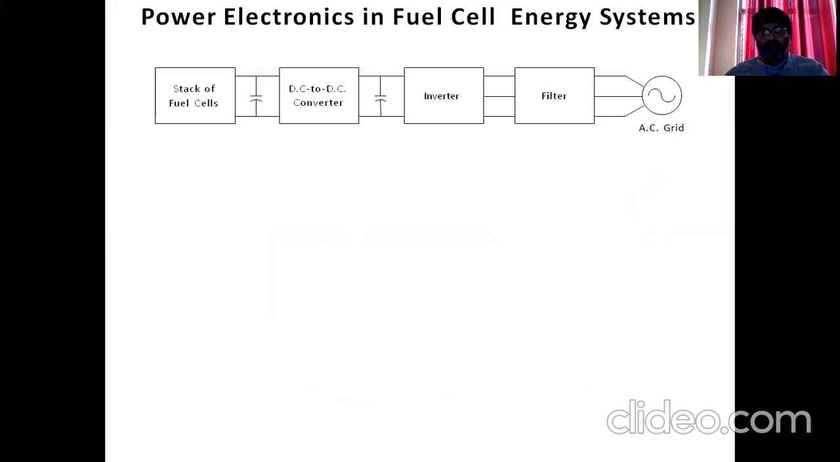This is another example. Fuel cell energy systems: a stack of cells gives us DC. We have a DC to DC converter, which converts the level of DC, step up or step down. After this stepping up or stepping down of DC, we convert it into AC, remove the ripples, and run it into the AC grid, like a microgrid. So we can run a microgrid just by using fuel cells.